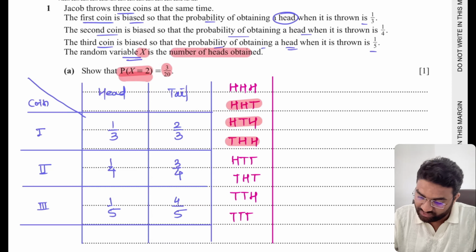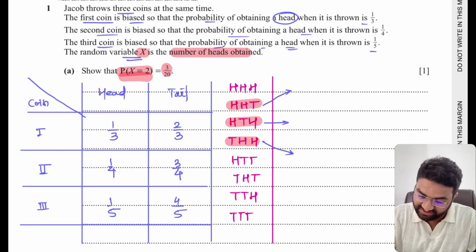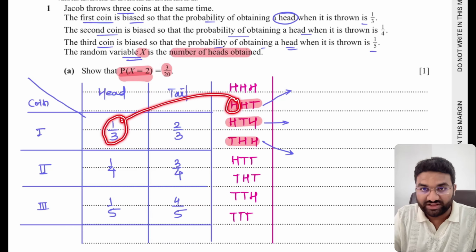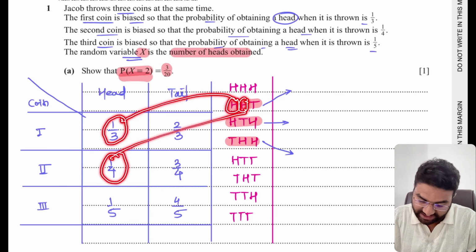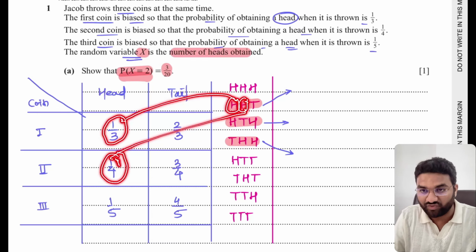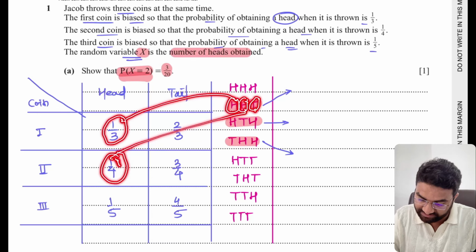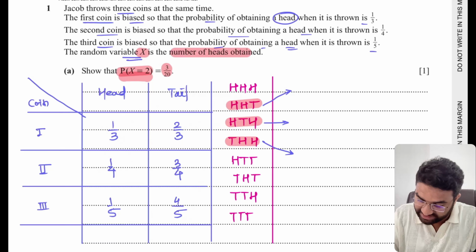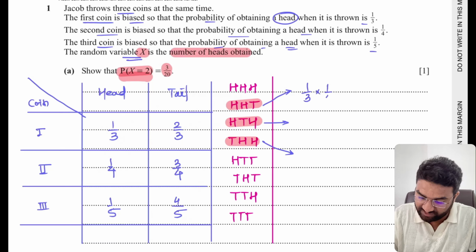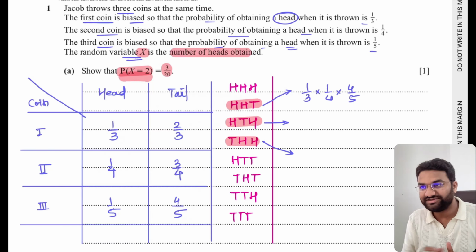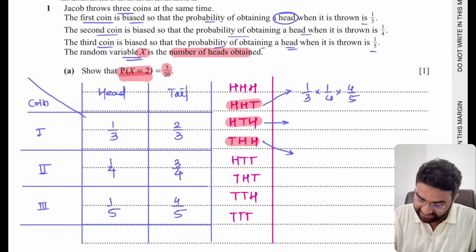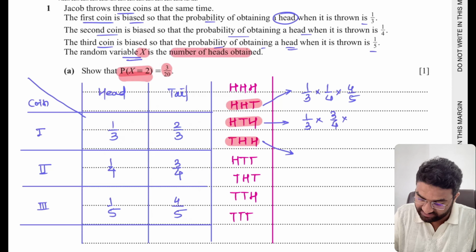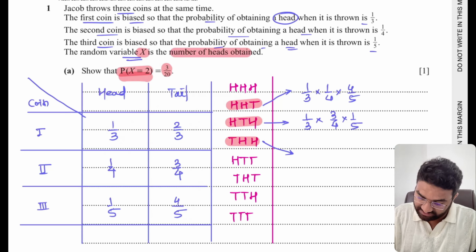Now we'll write down their probabilities as well. In the first case we are getting a head, which means 1/3, then a second head, which is 1/4, and on the third attempt we are getting a tail, which means 4/5. So multiply them: 1/3 times 1/4 times 4/5. Then the second case: head means 1/3, times tail is 3/4, times 1/5. And the third case it's a tail, so 2/3 times 1/4 times 1/5.